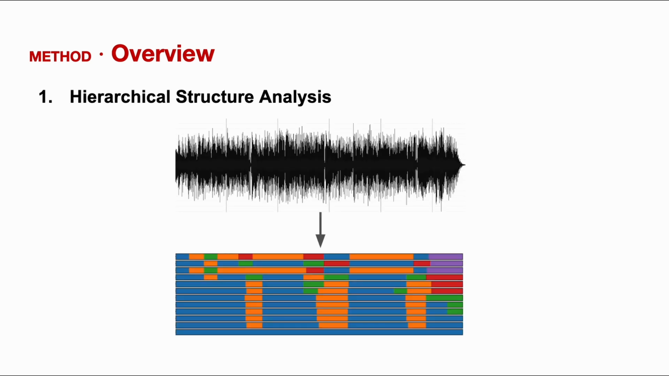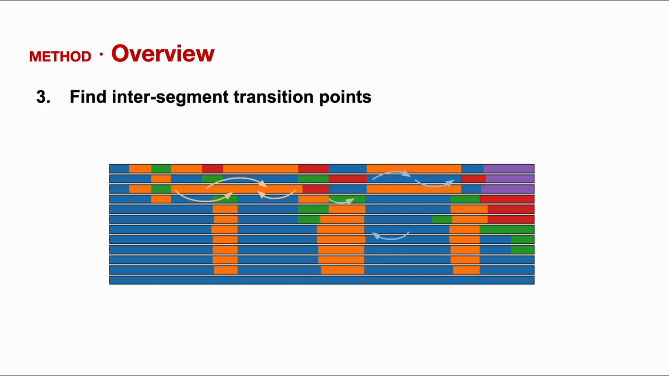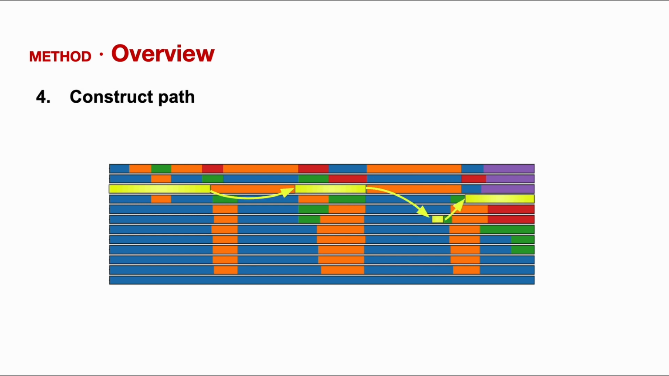Our approach to this problem is composed of 4 steps. We first analyze the hierarchical music structure from the audio recording. We use this structure to find suitable transition points between segments of different structural function. We then find suitable transition points within structural segments. And finally, we construct a path using these transition points.